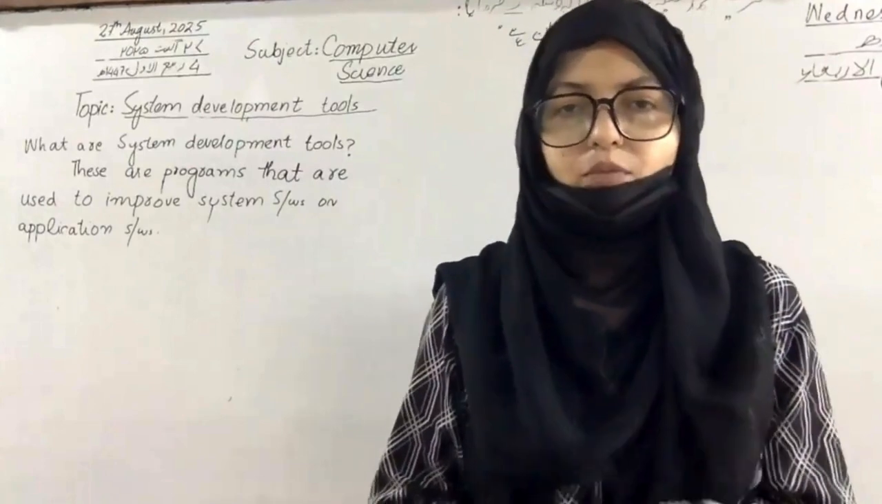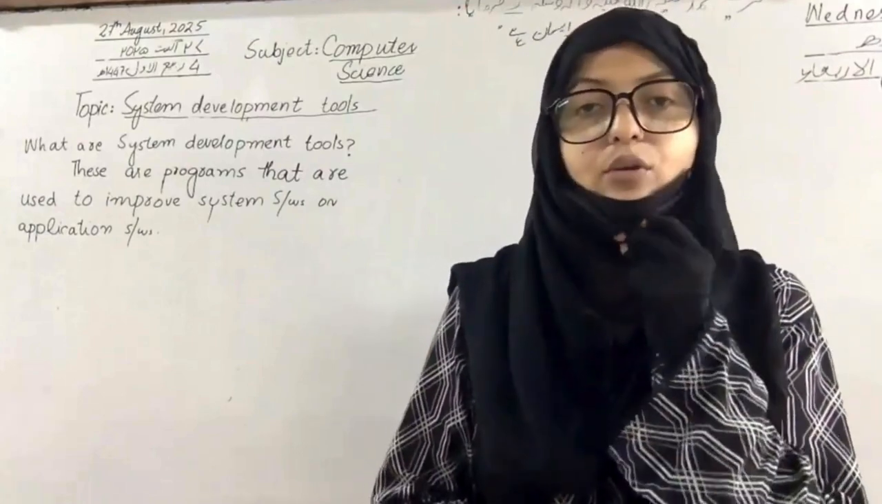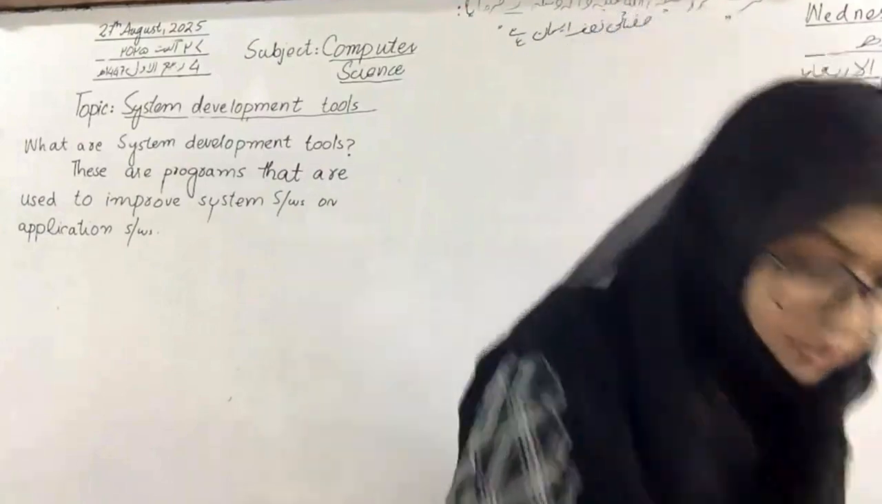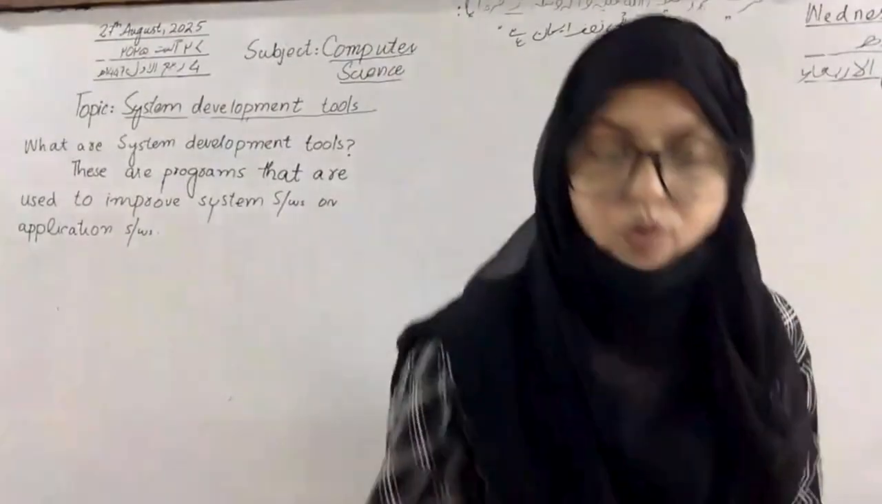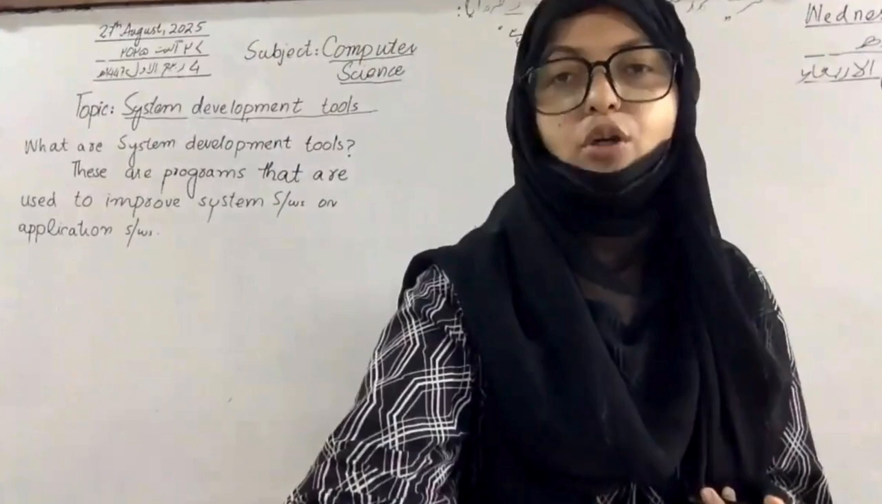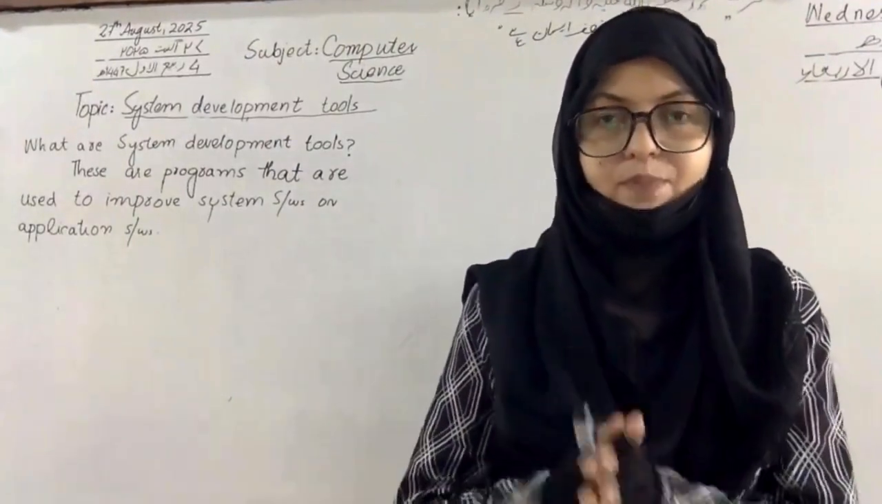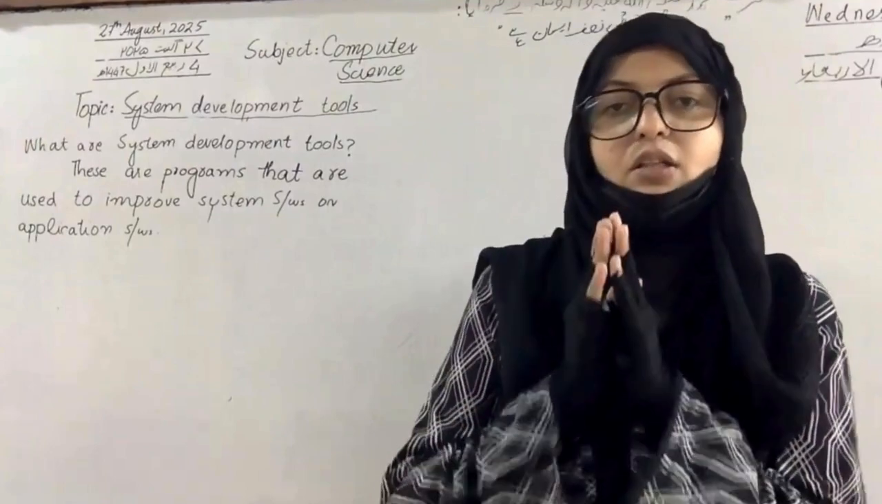As we have done with the definition of the system development tools, now we are going to do some of the types of the system development tools, which are the three basic types. Not all of the types are written in your book, so we are just going to do the basic types of the system development tools. The first one is compiler.